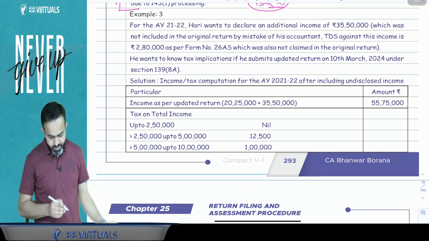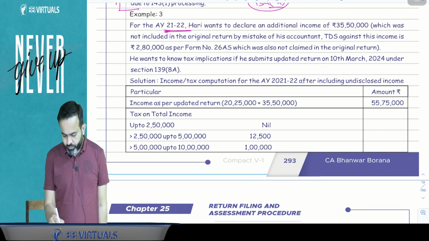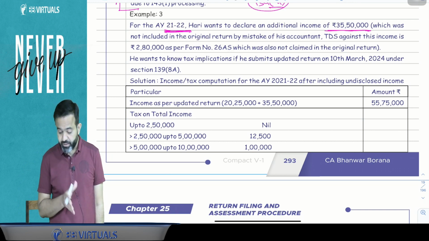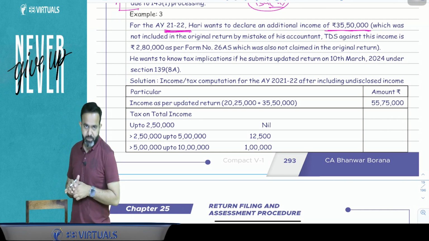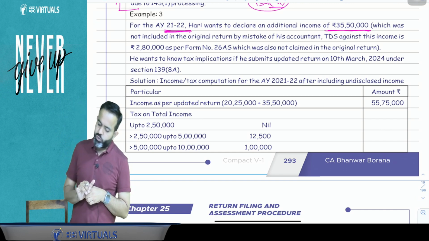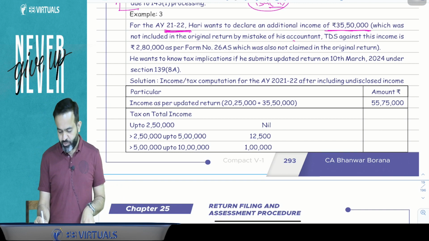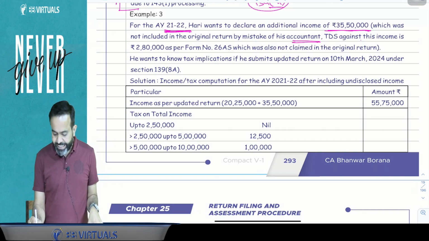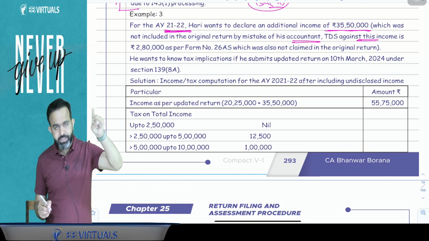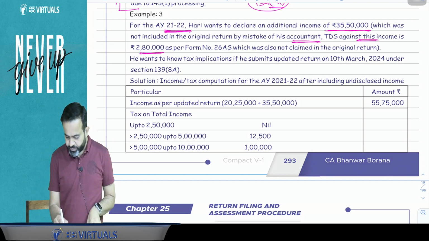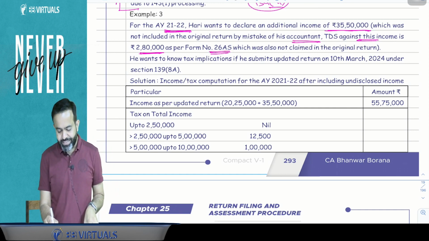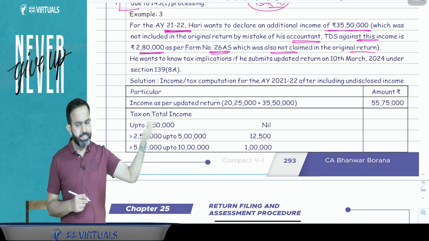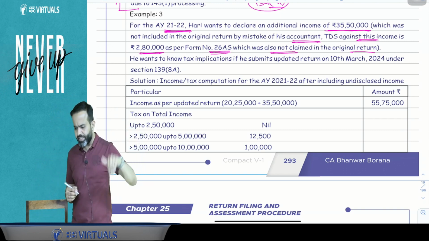So pay attention. For assessment year 21-22, Hari wants to declare additional income of 35,50,000, which was not included in the original return by mistake of his accountant. Now the TDS against this new income is 2,80,000 as per Form 26AS, which was also not claimed in the original return. Earlier that TDS credit of 2,80,000 was not claimed. They will claim it in the updated return.